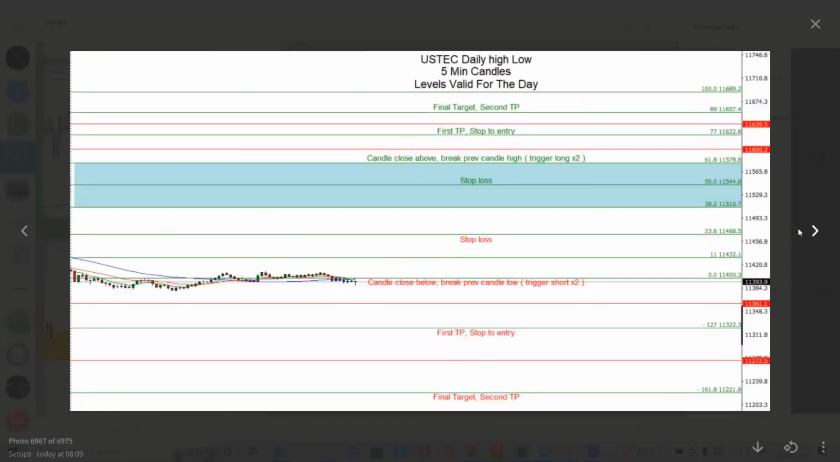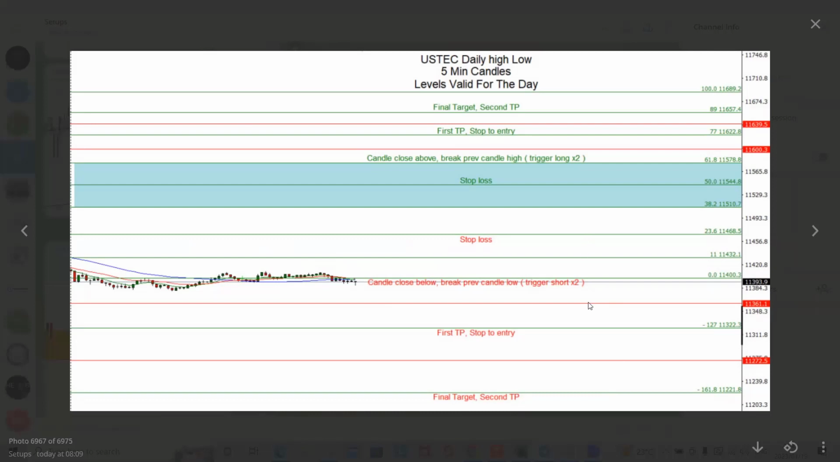On the US Tech daily high low, currently between levels of 0 and minus 127. Look at moving averages, 21 is slightly above 8, so indicating trend is down. So it is a valid trigger for a short below 0 to aim for the minus 127 first TP, minus 161.8 second TP, and stop loss being at the 23.6.